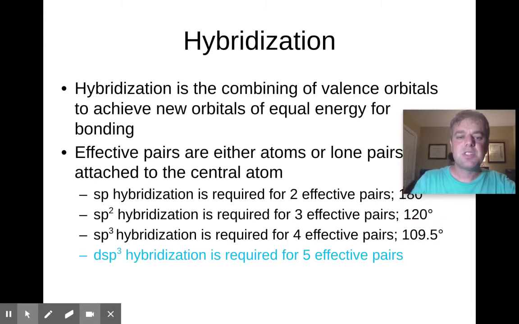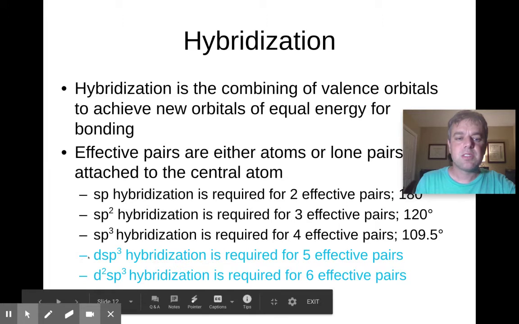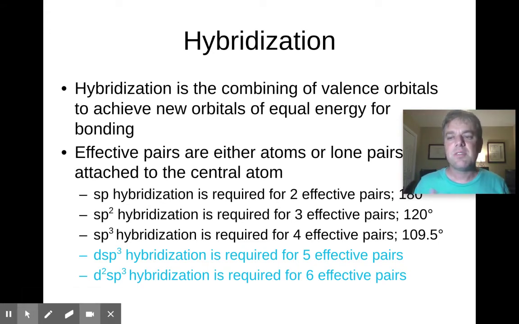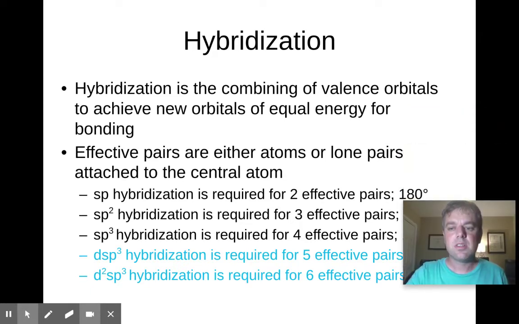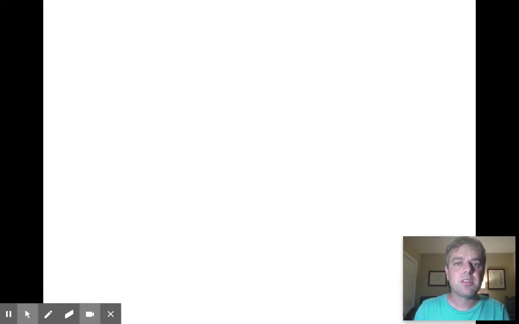Then for dsp3 and d2sp3 hybridization, that's stuff that the AP exam doesn't expect you to know. That would apply to things that are based off of essentially the trigonal bipyramidal framework or the octahedral framework. So essentially, if you're built off of a linear framework, you're sp hybridized. If you're built off of a trigonal planar framework, you're sp2 hybridized. And if you're built off of the tetrahedral framework, then you're sp3 hybridized. So hopefully that gives you a good little overview of hybridization.